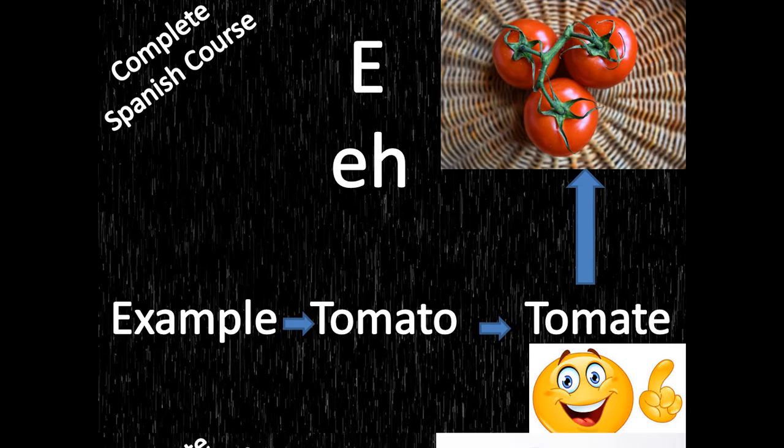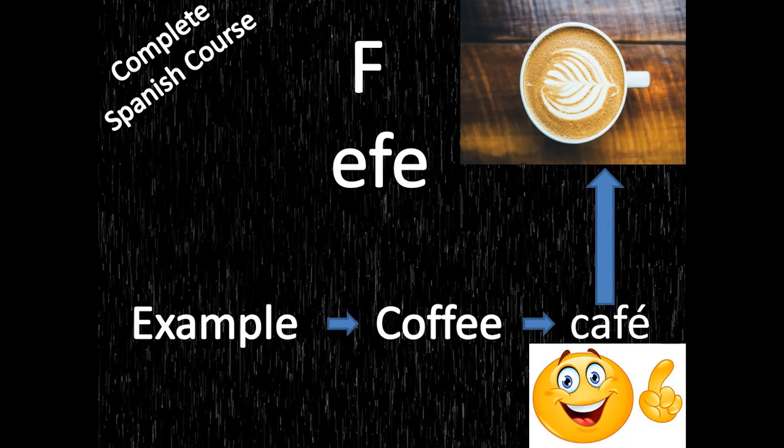Next letter is E. E is pronounced as A. Like tomato. Tomato is called tomate in Spanish. Tomate. So tomato means tomate. Repeat once, tomate.